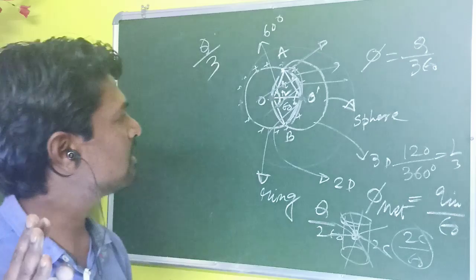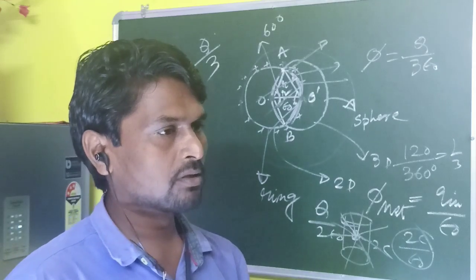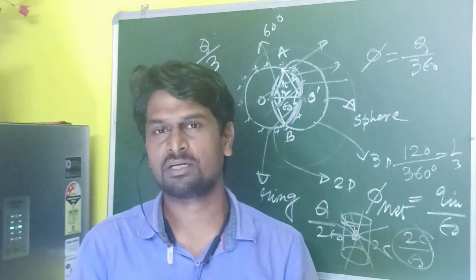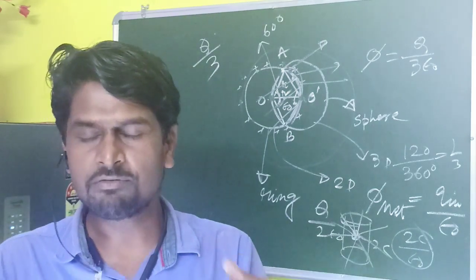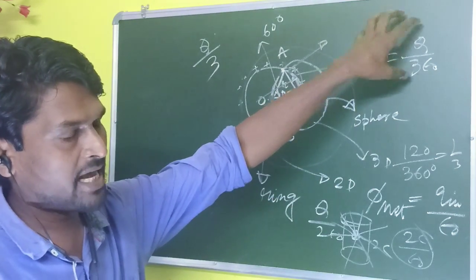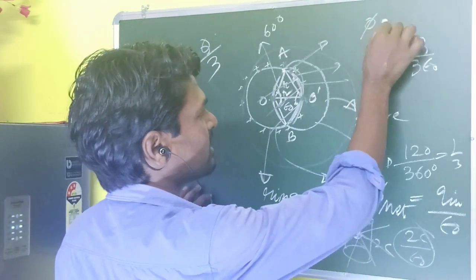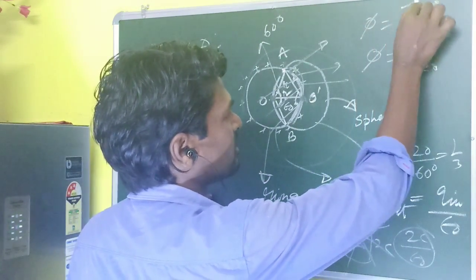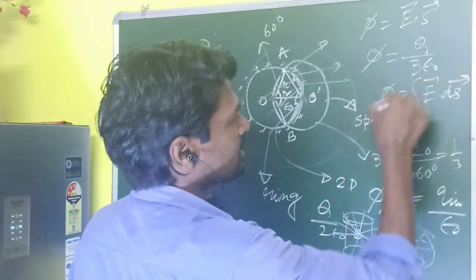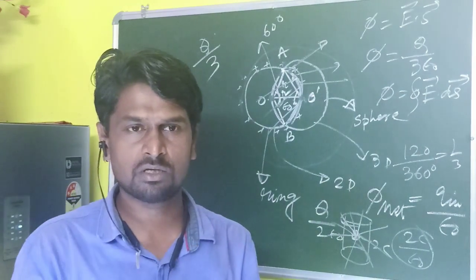So always in Gauss's theorem, you have to think whether the particular charge is within the surface or not. If it is not, then the contribution is 0. If it is within the sphere, then the net flux is q by epsilon naught. And if you have to calculate electric field, then there is another method. You take the definition of electric flux, E dot ds, a closed integration. You have to take a closed integration. If the surface is not closed, it is open.